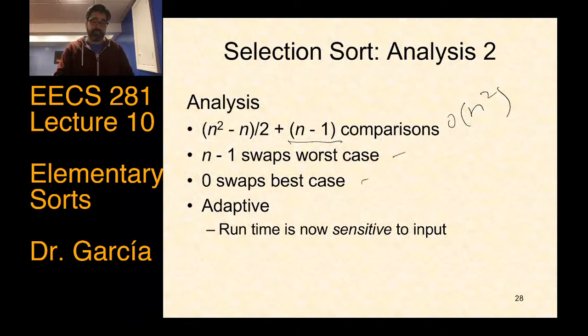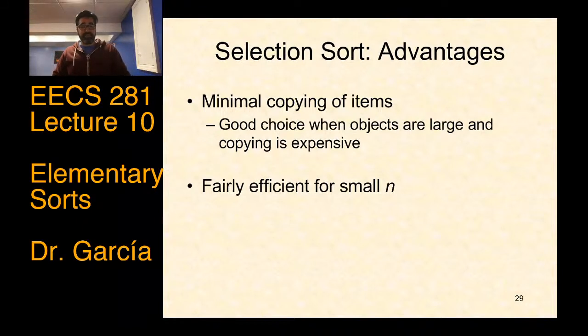Now at this point you would say that in the best case you get 0 swaps, right? The best case is when the input is already sorted, so there are no swaps that you would need to make. And that means that the runtime at this point is sensitive to input. Advantages: one of them is that there's minimal copying of items, so this is a good choice when objects are large and copying is an expensive operation. This actually happens quite often in practice.